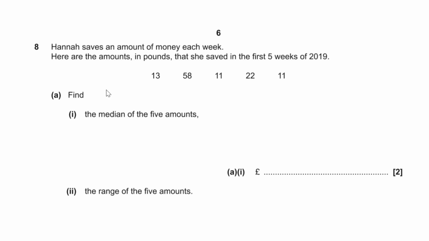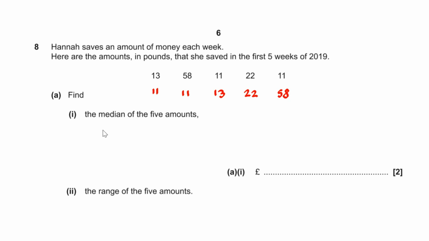Question number 8. Hannah saves an amount of money each week. Here are the amounts in pounds that she saved in the first 5 weeks of 2019. We've got 13, 58, 11, 22 and 11. For the first part of part A, we have to find the median of the 5 amounts. Well, what we can do here is write all the numbers in order. So we've got 11, 11, 13, 22 and 58 for the numbers written in order, with the smallest number over here.